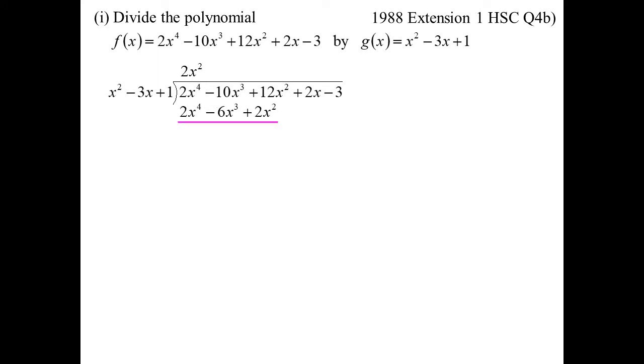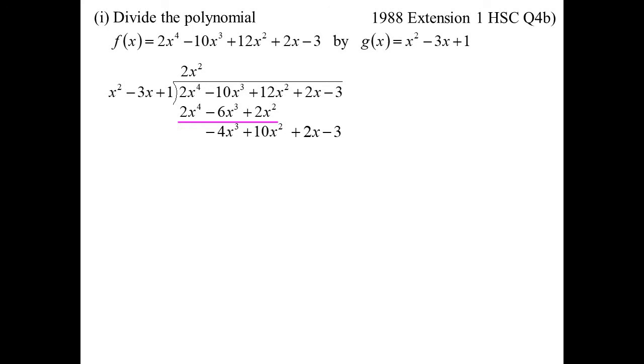So the first part of the question, perform this division. Let's set it up again. x squared into 2x to the power of 4 goes 2x squared times, multiply out, work out our remainder, which in this case is minus 4x cubed plus 10x squared. Well, plus 2x minus 3 when I bring those terms down as well. We can keep going because that's order 3. The divisor is order 2.